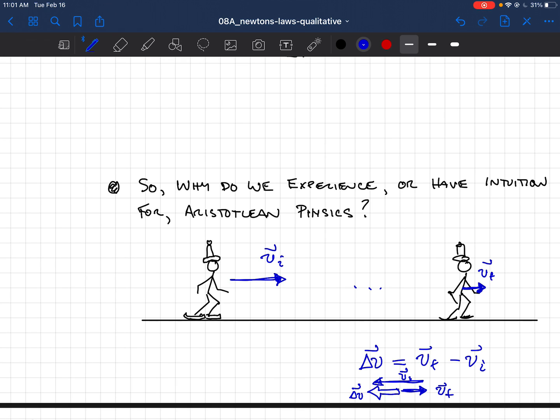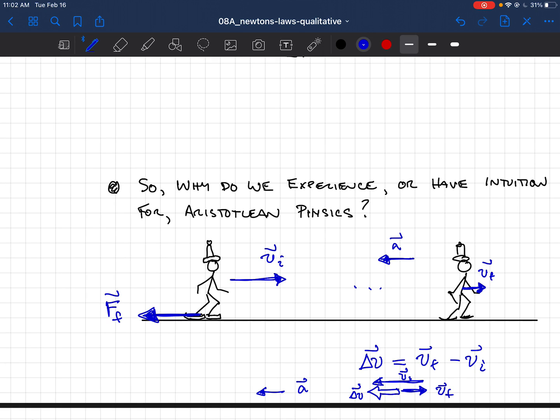So for an object that's just moving across the ice, in reality they will slow down, and that means that the delta V vector points backwards, which means the acceleration points backwards, which means we could draw that here. The acceleration vector must be pointing backwards, which means that there should be a force pointing backwards. That's what Newton's second law requires. And in fact, there is a force. It's called the frictional force. So there's a force acting on those skates, which is dragging the person backwards in some sense. It's an interaction between the ice.